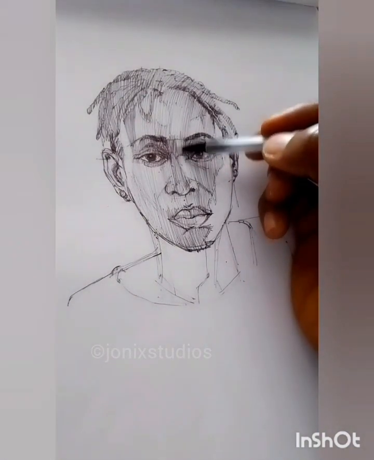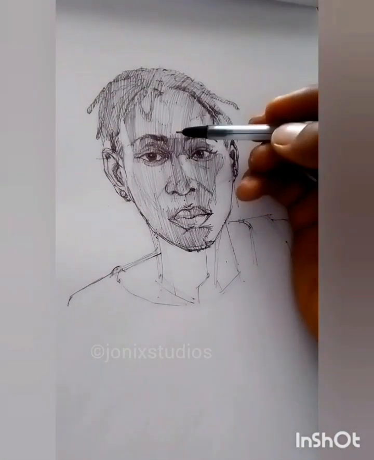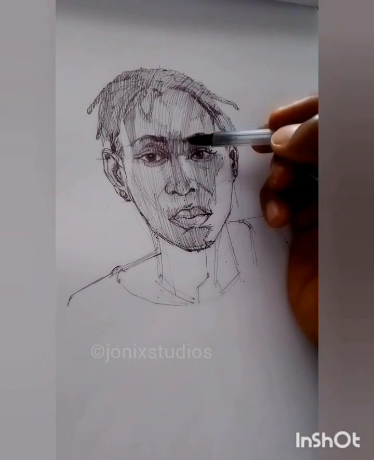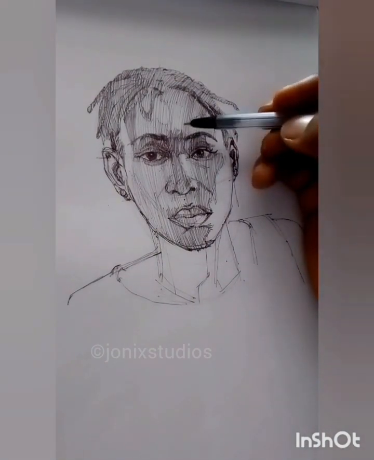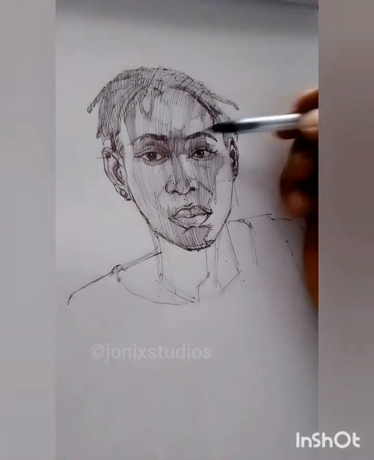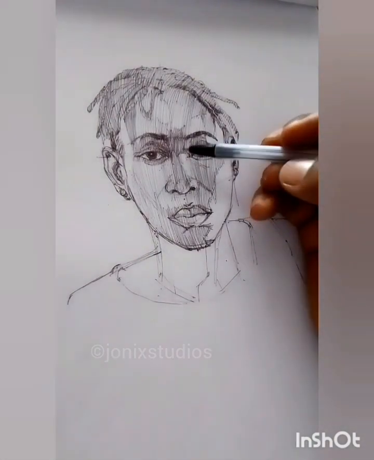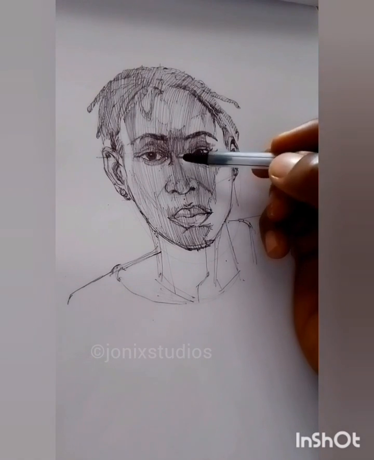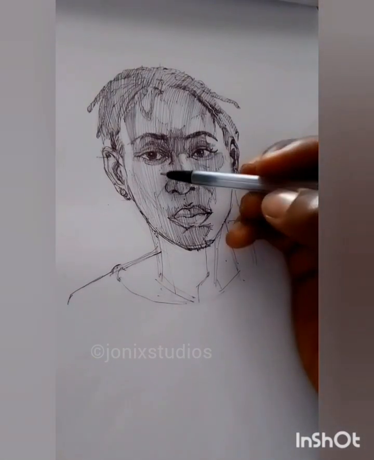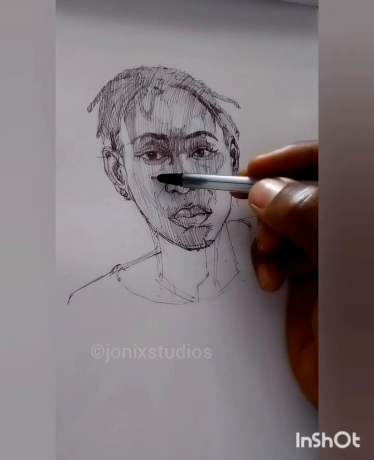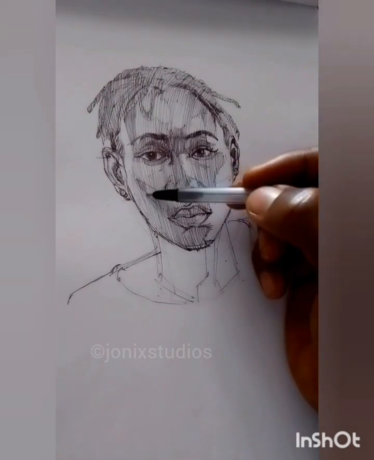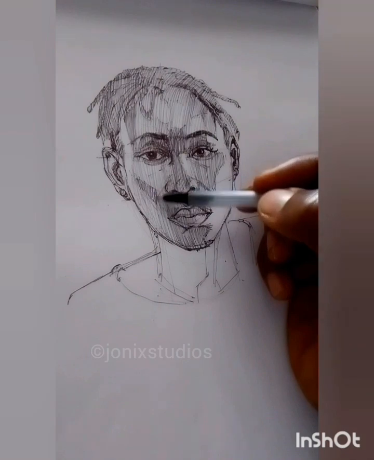So this side is a bit darker. Okay. See what I'm doing now? I'm beginning to add more details to the forms. So this side now is a bit darker. So I'm putting it in now.